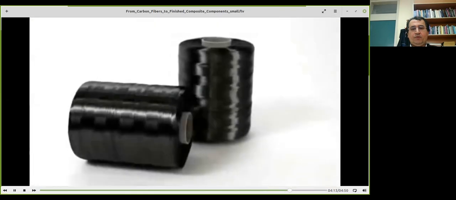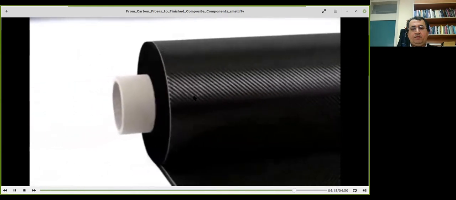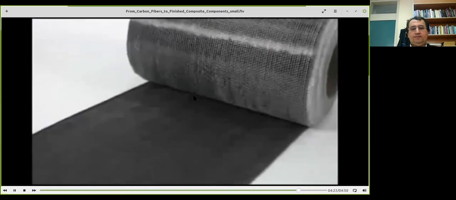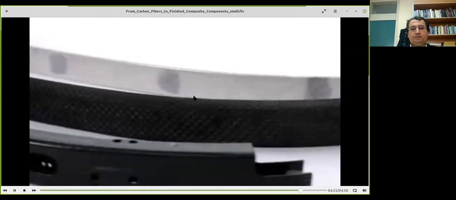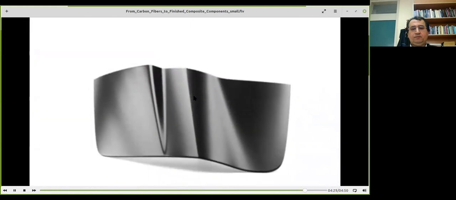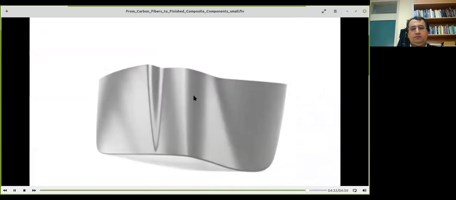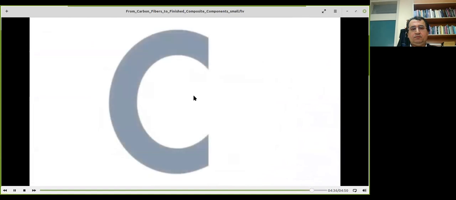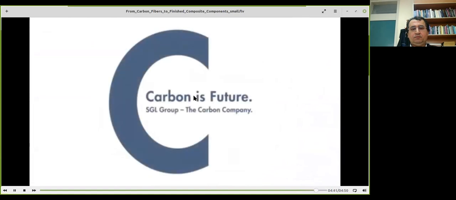As one of the world's leading manufacturers of carbon, SGL Group covers the entire value chain of carbon fiber products, from the precursor via carbon fibers, fabrics, prepregs, and preforms, to finished components in carbon fiber reinforced plastics, carbon fiber reinforced carbon, or carbon ceramics. Carbon is the key to innovative, efficient, and sustainable solutions for the environment and our future. Carbon is future. SGL Group, the carbon company.